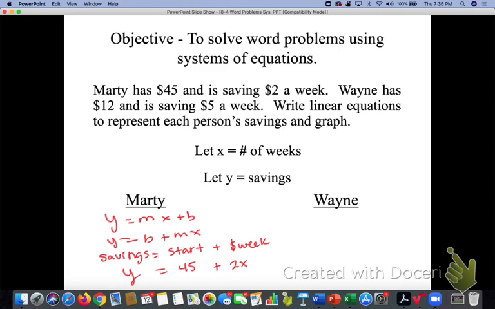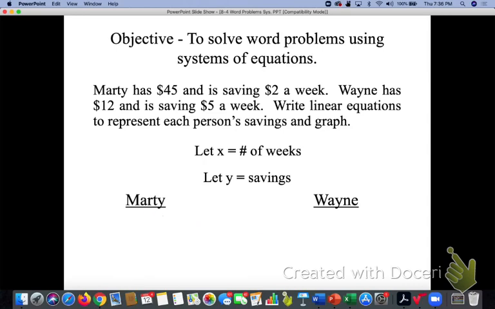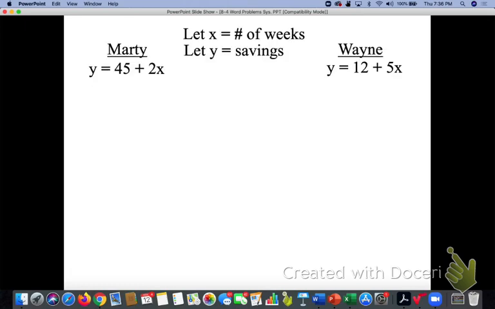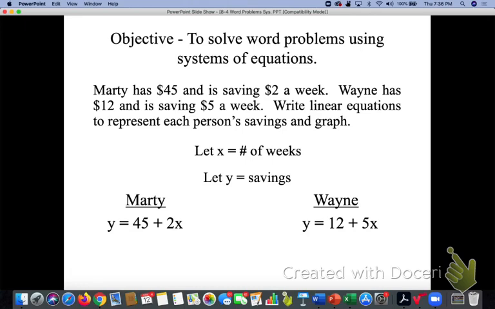Okay, I want you to pause that. And now you try it for Wayne. Try finding the equation for Wayne. Now check your work. So hopefully you got Y equals 12 plus 5X. Okay, the last part of it said write the linear equation that represents each person's savings. So it shows Marty's savings and it shows Wayne's savings. Now it says, and graph.